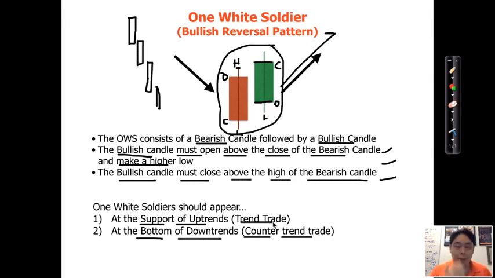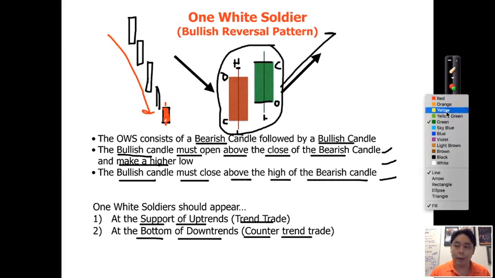So why does this work? Let me explain the psychology behind this pattern. When price is coming down, people are selling, selling, selling. Many of them are selling to close positions because they're panicking and getting rid of their stock, or they are short selling, hoping it's going to go lower. So after many days of selling, you have this final day of selling where people are again shorting the stock.